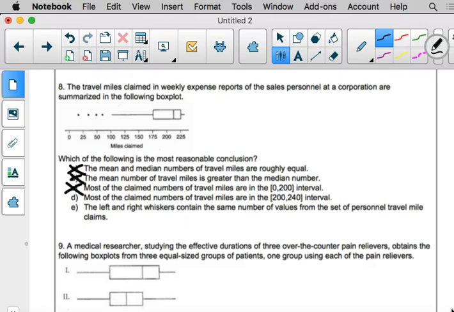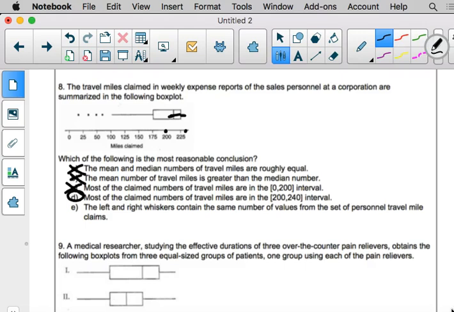Most of the claimed numbers are from 200 to 240. This I could say is true, because that is spanning over 2 segments. You have the segment here, which would be 50%, and then a little bit more. So I would say D is a correct statement, right? You are covering over half of the claims in that little interval that you're showing.